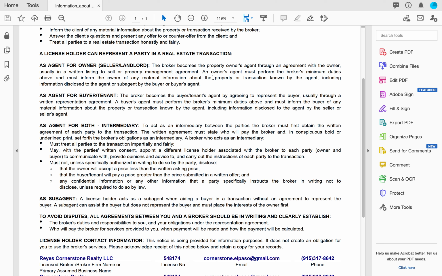An owner's agent must perform the broker's minimum duties above and must inform the owner of any material information about the property or transaction known by the agent, including information disclosed to the agent or sub-agent by the buyer or buyer's agent. Now, if you are the agent for the buyer or tenant, the broker becomes the buyer-tenant's agent by agreeing to represent the buyer, usually through a written representation agreement. A buyer's agent must perform the broker's minimum duties above and must inform the buyer of any material information about the property or transaction known by the agent, including information disclosed to the agent by the seller or seller's agent.